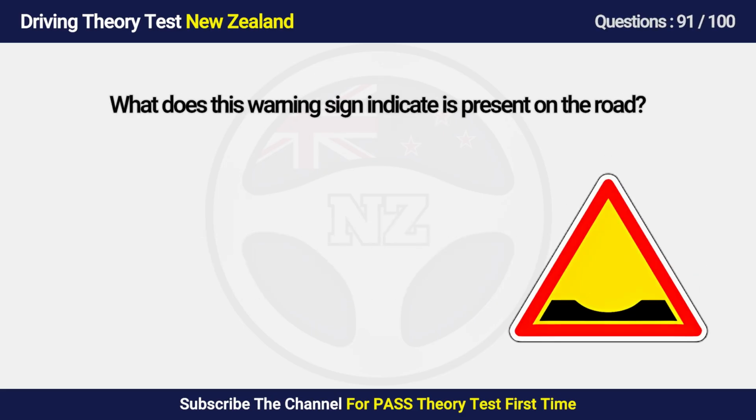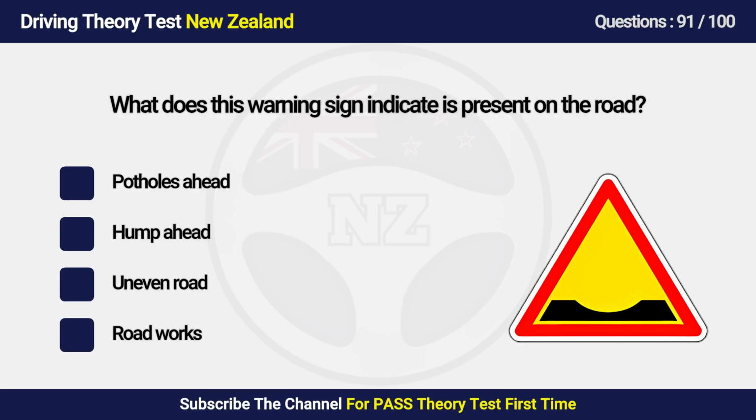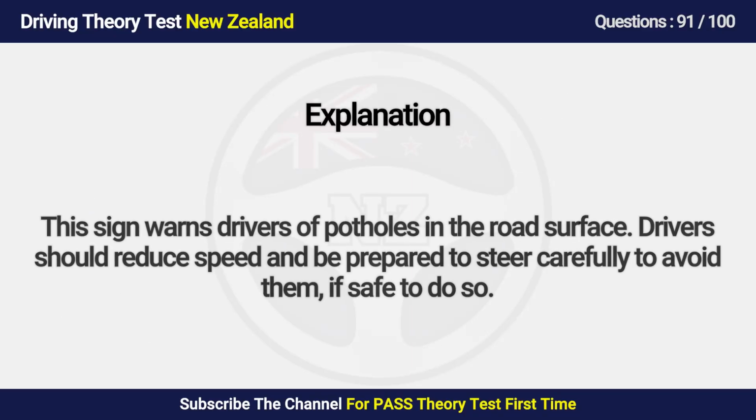Question 91. What does this warning sign indicate is present on the road? A. Potholes ahead. B. Hump ahead. C. Uneven road. D. Roadworks. Answer is A. Potholes ahead. This sign warns drivers of potholes in the road surface. Drivers should reduce speed and be prepared to steer carefully to avoid them, if safe to do so.